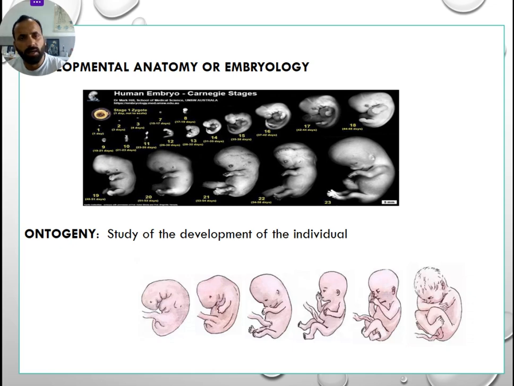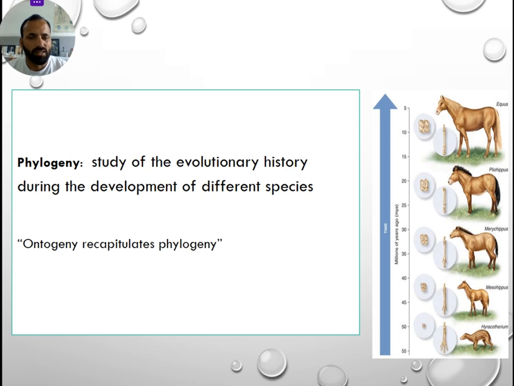Then you have developmental anatomy, or embryology: how we are made, or how the animal is made from the zygote up to its final stage. In embryology or developmental anatomy, you have a term called ontogeny, which is basically the study of the development of any individual. And when you see phylogeny, there is one law: ontogeny recapitulates phylogeny. A very famous scientist, Ernst Haeckel, gave this. Phylogeny means you study the evolutionary history of the development of different species.